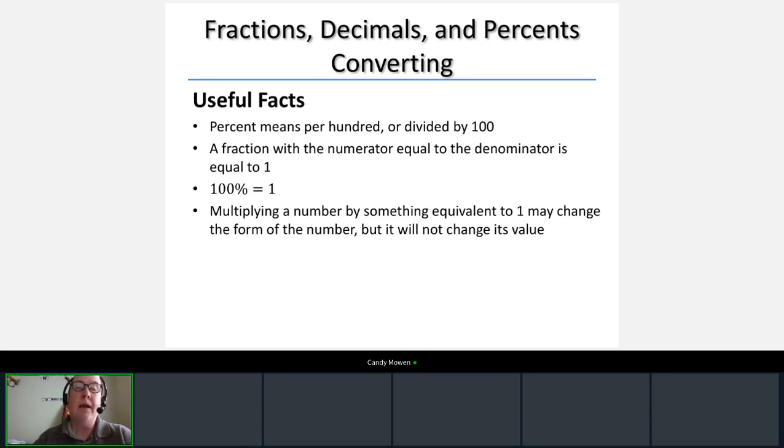If you multiply a number by something equivalent to 1, it may change the form of a number, but not change the value. For example, if you're dealing with fractions, and we all know when you add and subtract fractions, you must have a like denominator. Denominator is the one below or the one at the bottom of the fraction. Sometimes when you're dealing with 1, 1 over 1 is 1. Or if you say 6 over 6, we changed our denominator to 6, but it still is equal to 1. So sometimes that's very handy when we are adding and subtracting fractions.